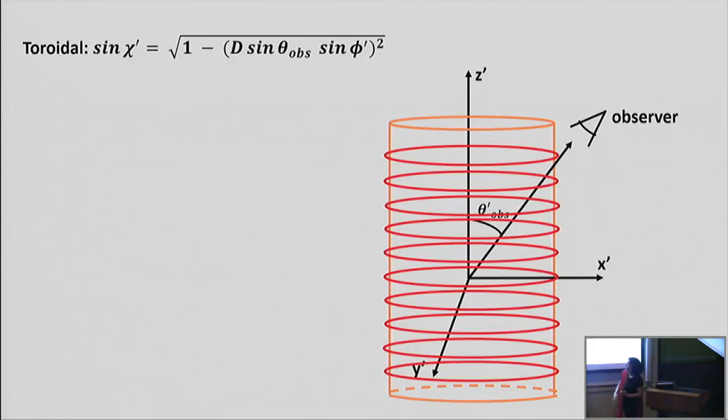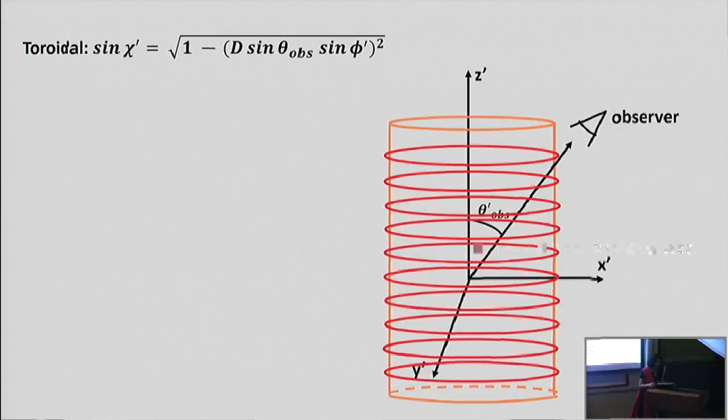Then the next is a purely toroidal magnetic field, as a function of the azimuthal angle.